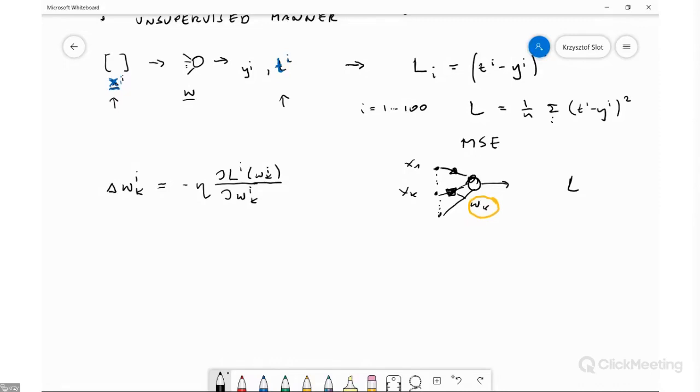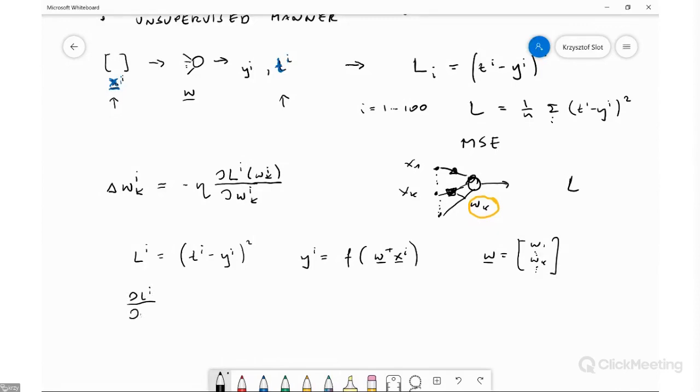So what is my loss? My loss, once again, is just a squared difference between what I expect and what I get. So what is what I get? What I get is a result of transforming my input example using my parameter vector. So this is what is y, and my parameter vector contains my weight wk, and now I am supposed to compute a derivative of loss with respect to this particular parameter.